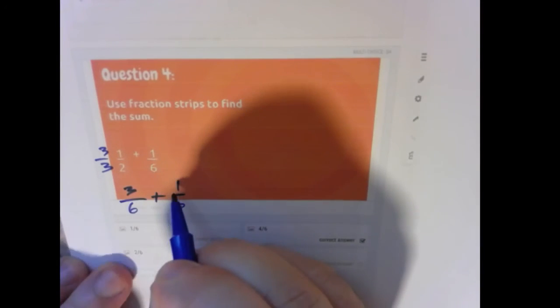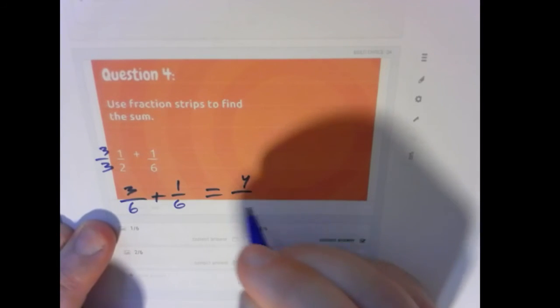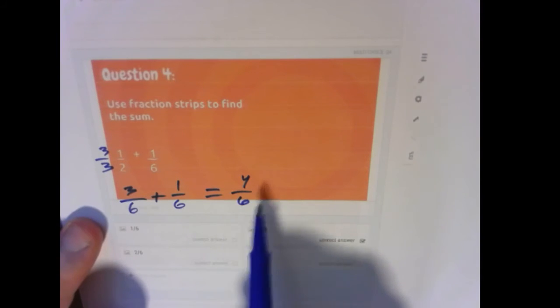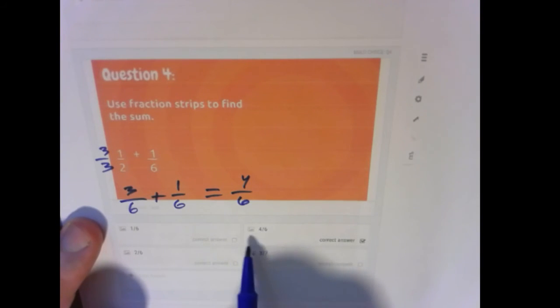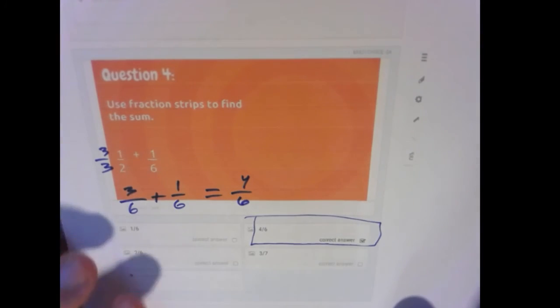So notice you do have common denominators here now, so 3 and 1 makes 4 over 6. Of course, in the future we're going to learn how to reduce fractions, but for now, we would say 4 over 6 would be the best answer.